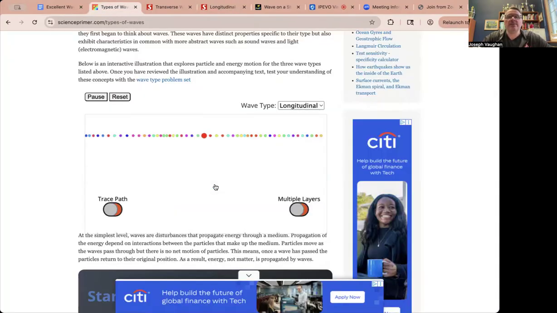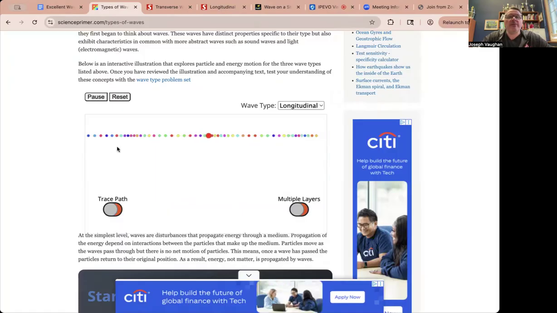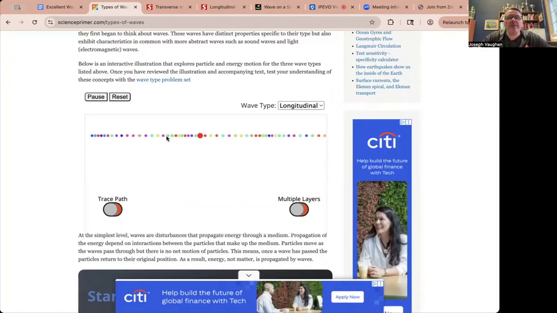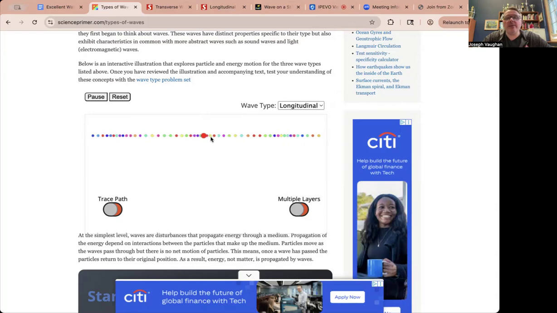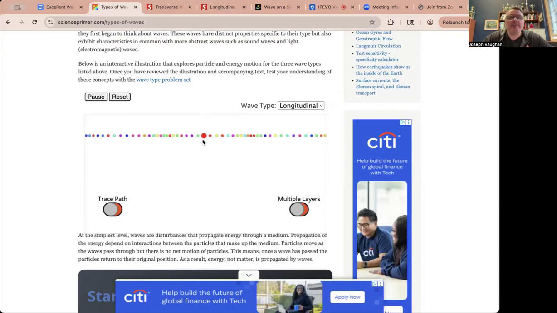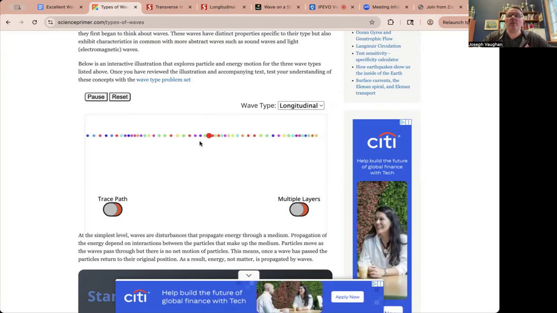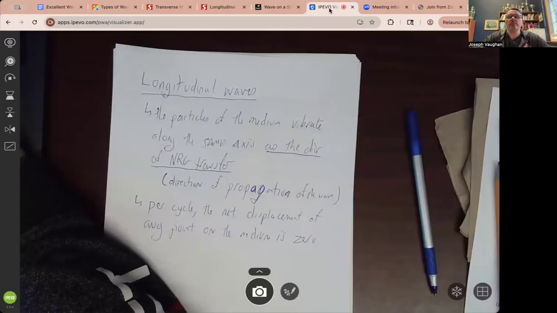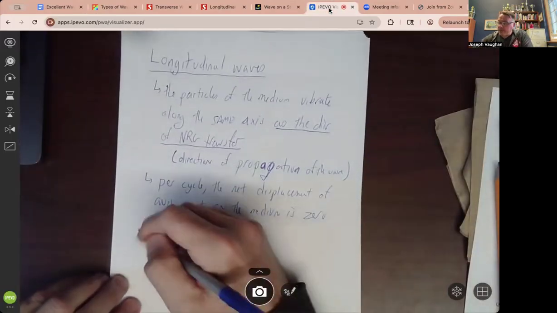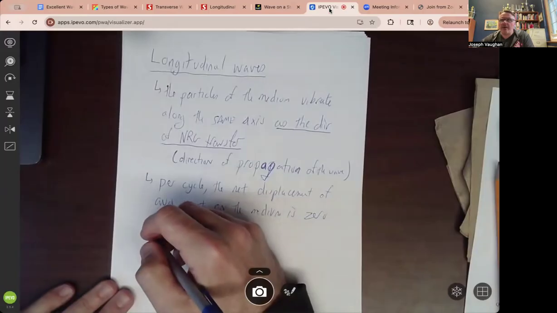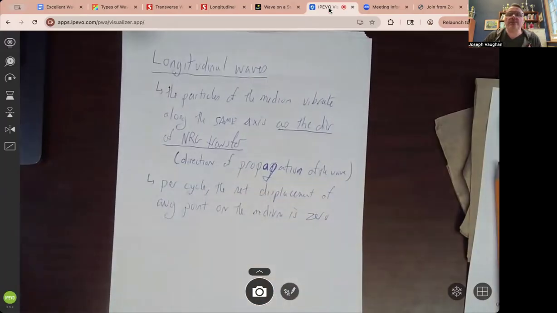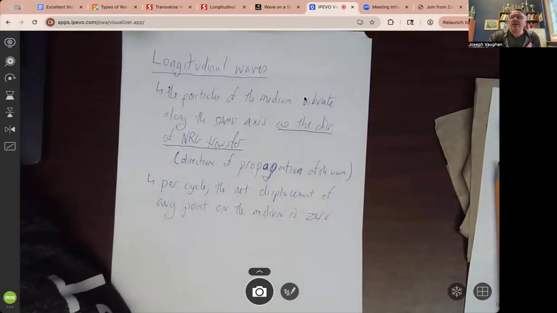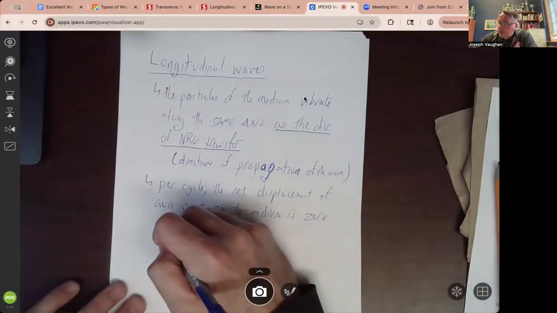I have another one here that might make this easier. There you go. So if you look at the pulse, it seems to be traveling down the medium, but any point on the medium is just going to be vibrating back and forth. Longitudinal waves. Okay, so there you go. Our examples. I will have links to all of these sites up on Google Classroom, but there it is.